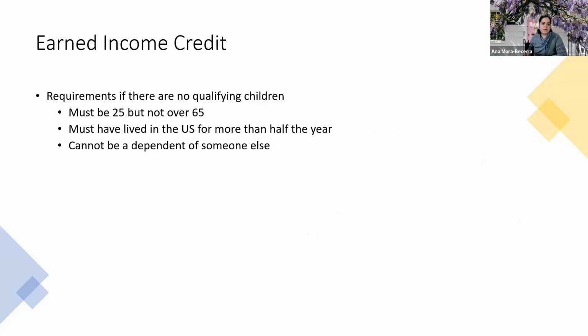So in order to qualify for the EIC, you have to be between the ages of 25 and 65. You have to have lived in the US for more than half the year, and you can't be the dependent for someone else. This one sometimes gets a little bit confusing when we have perhaps a refugee taxpayer who came in during the year. If they weren't here for more than half the year, then they do not qualify.